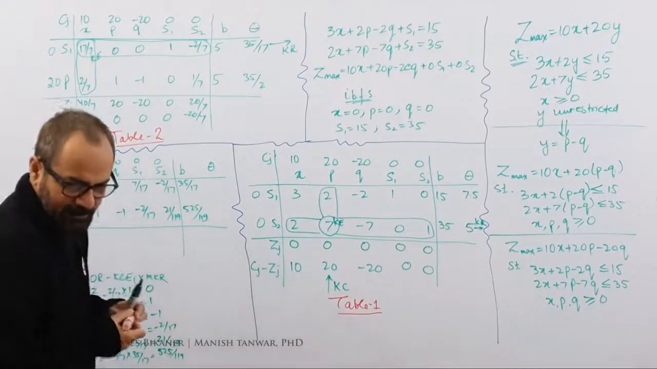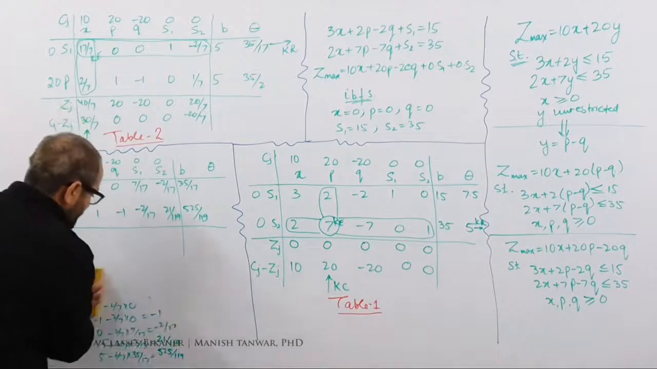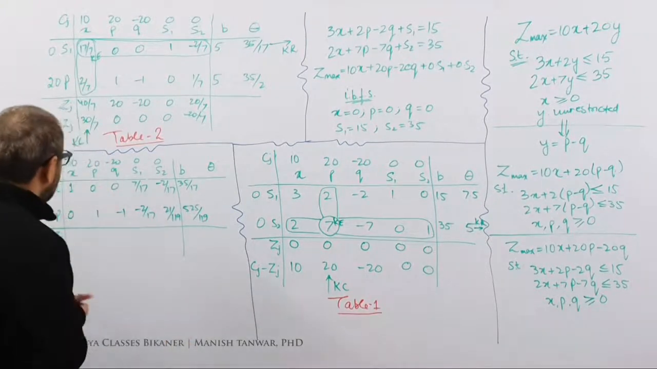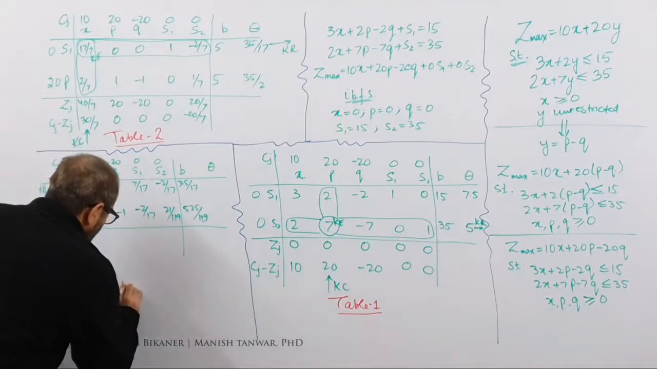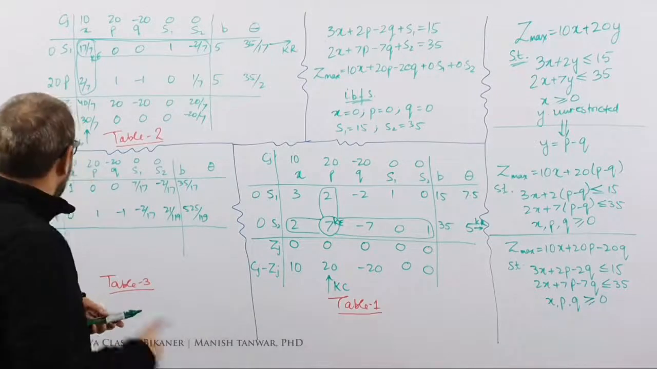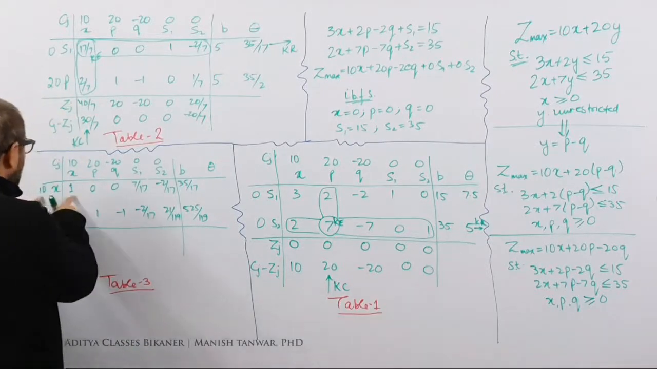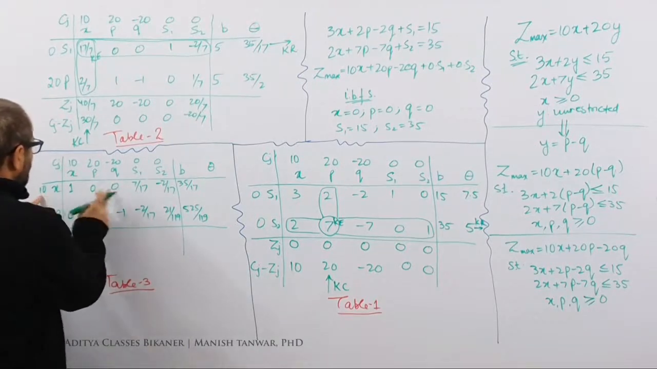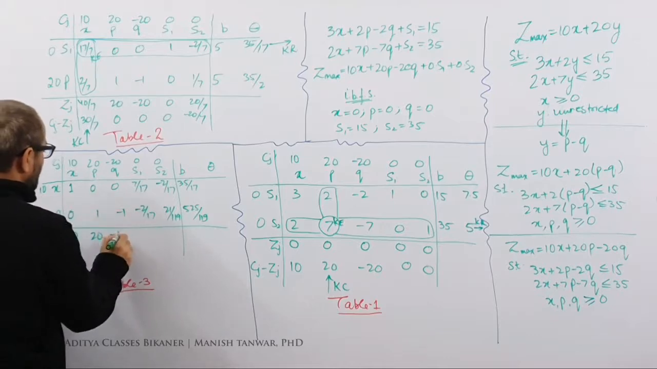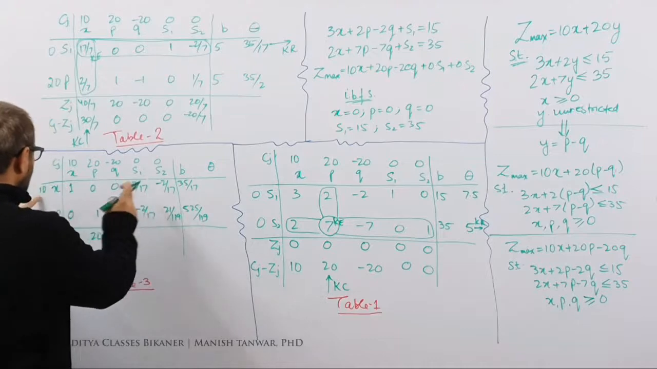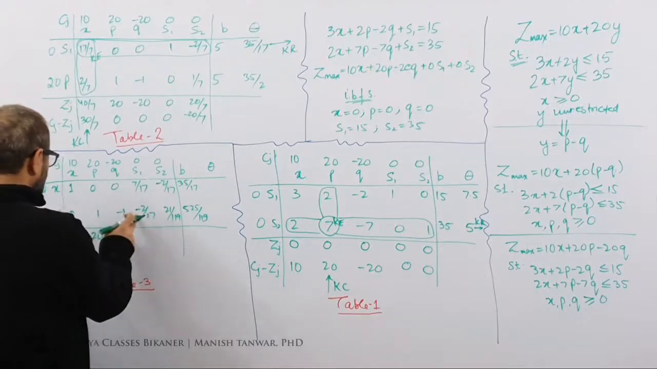Now that we are through with these calculations, let us remove this because we are running short of space today. Table 2, and this would be our table 3. Zj, 10 multiplied by 1 plus 20 multiplied by 0, giving me a 10. 0 plus 20. 0 minus 20. 70 minus 40.